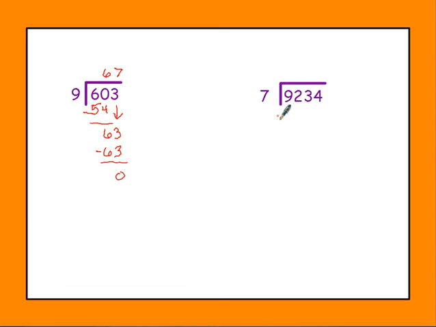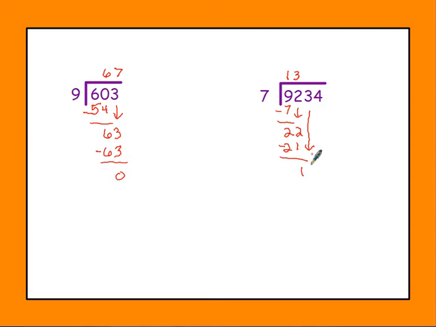Okay, let's try one more. 9,234 divided by 7. So 7 times what will give me 9? Okay, so again, it's not going to be perfect, but I can get it close. So 1 times 7 is 7. Subtract, 9 minus 7 is 2. I'm going to drop this 2. That would give me 7 times what would give me 23? Oh, I'm sorry, 22. Well, the closest I can get is 3. 3 times 7 is 21. 22 minus 21 is 1.